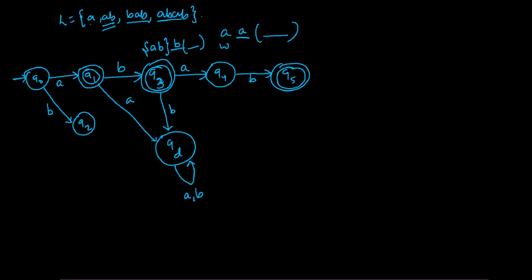Similarly, when you are at Q4, the string that you have traversed so far is ABA. After ABA, if you see A, then it is not a part of the language, and anything that comes afterwards is still not a part of the language. So Q4 on seeing A should go to a dead state. Same thing for Q5. What string have you seen so far? ABAB. Now anything that comes after ABAB, the length of that is 5 or more. So anything that comes after Q5 will not be a part of the language, and so you go to a dead state.